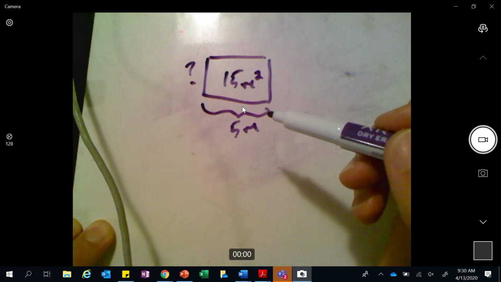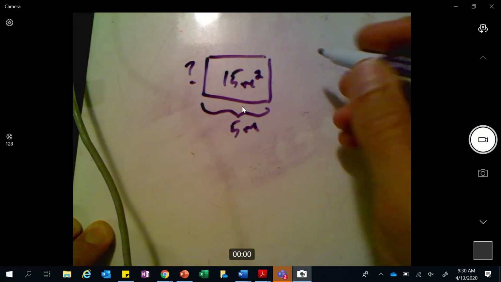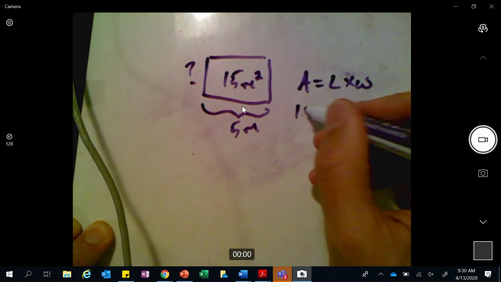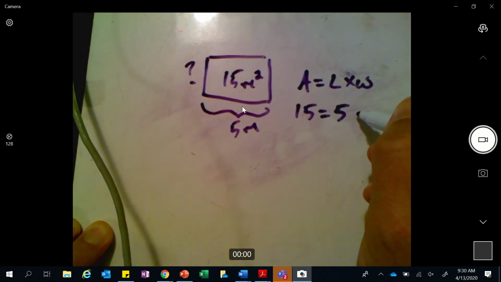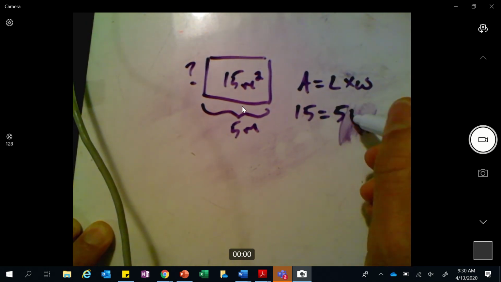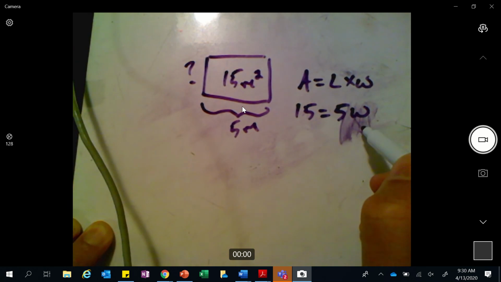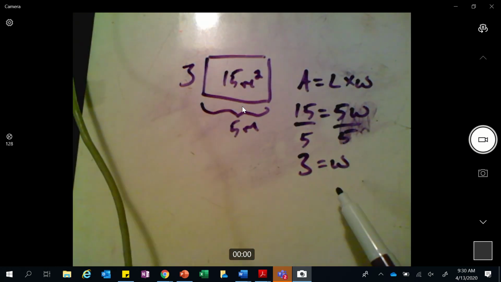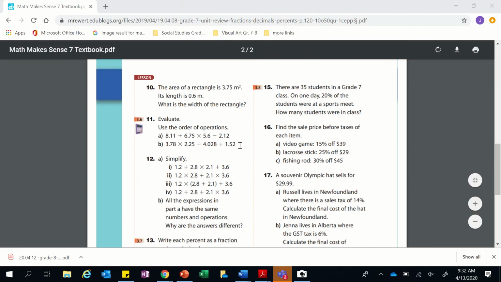Right now I have some incomplete information. I have a variable that I don't know. If I look at area equals length times width, I know the area, I know the length, but I don't know the width. But now that I have my formula, I can balance this out. I can get rid of that 5, and I see that the width is 3. So this is a quick review of our algebra, which we haven't done for a little while. You'll notice a lot of this assignment is review.